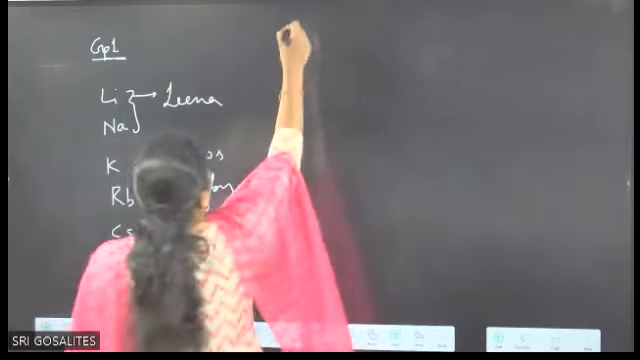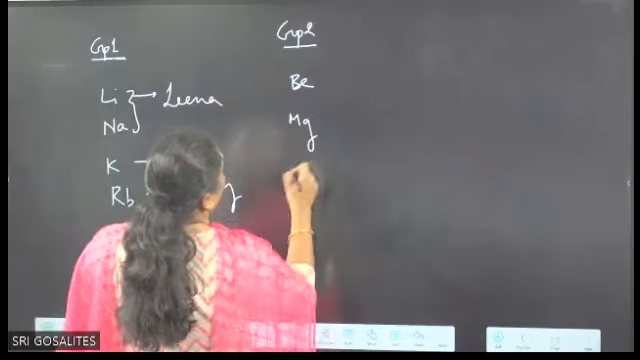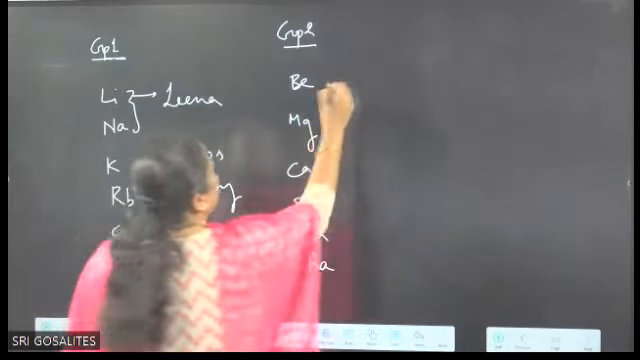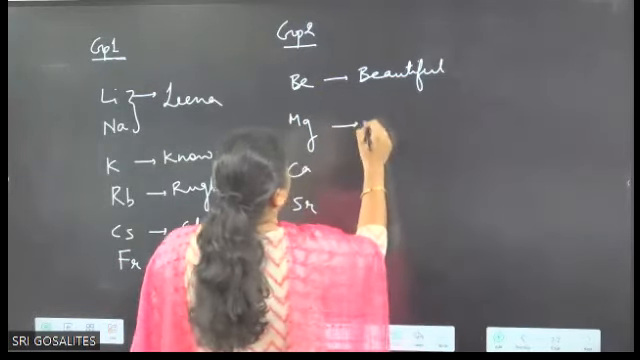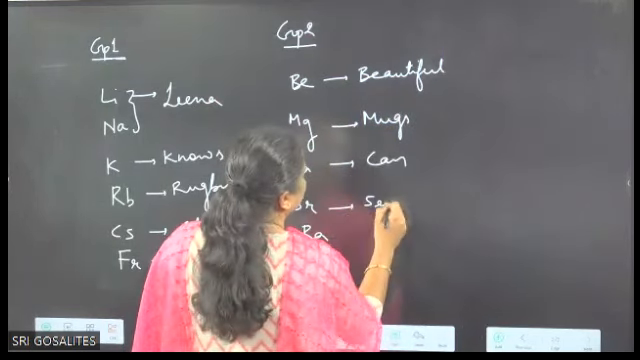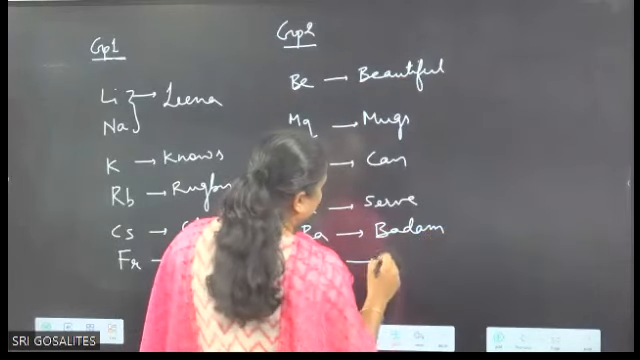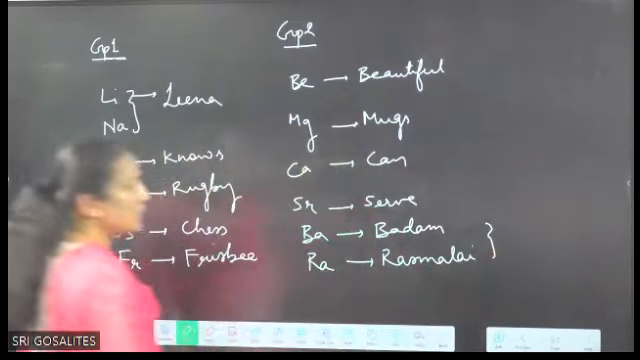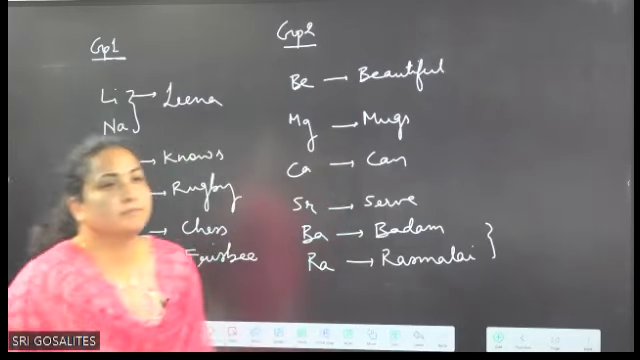Now, when it comes to group 2, you have these particular group elements here. So this one is: beautiful mugs can serve badam rasmalai. This is the name of one sweet.